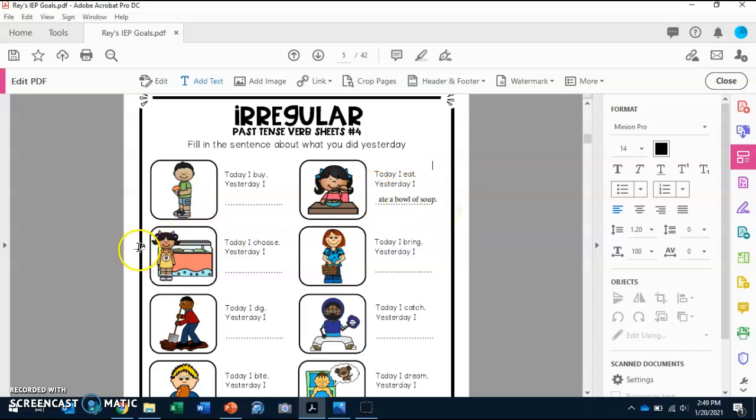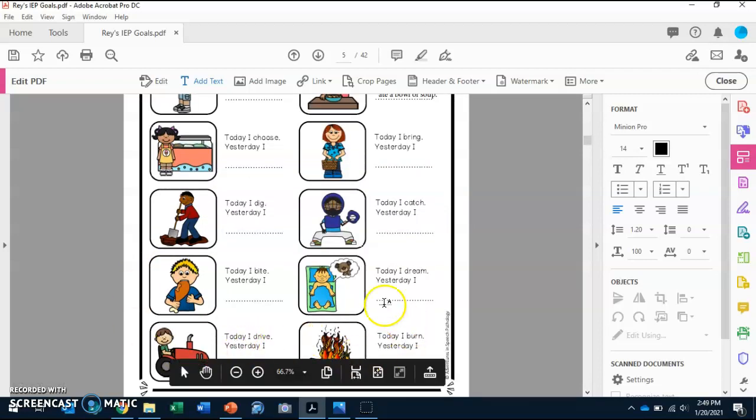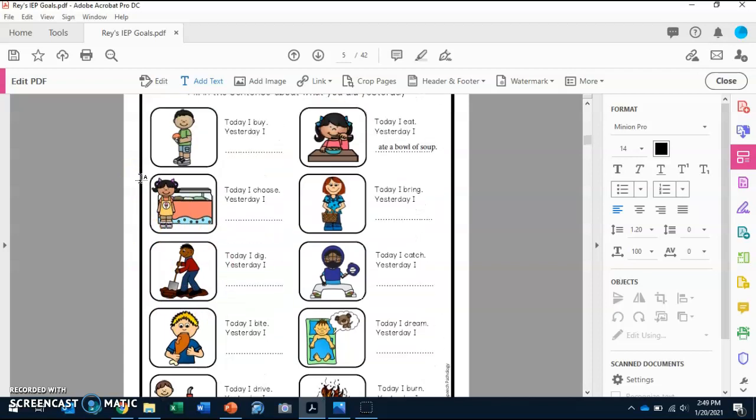And that is what you are going to be doing for the rest of the sentences, Ray. If you have any questions, please feel free to reach out to me or Mr. Guzman. We are here to help. If not, once you are done with this worksheet, we will continue to work on goal number 2.